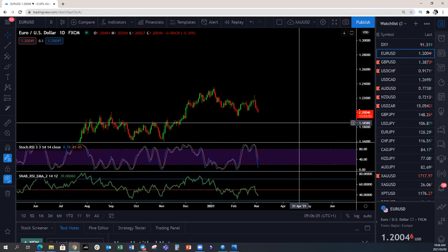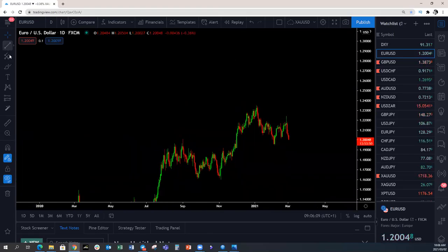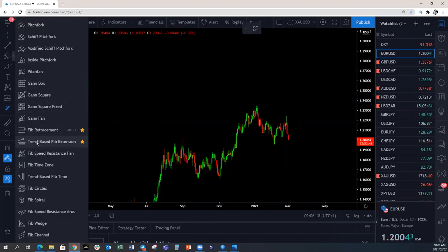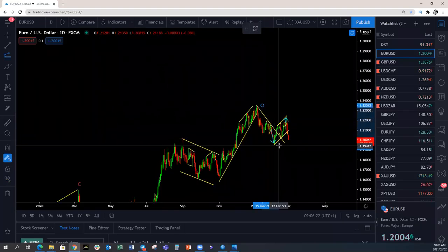So let's have a look here. Let's put in the blue box on this. Let's project the blue box. We're going to start it from the start of the correction to the end of the correction and back.